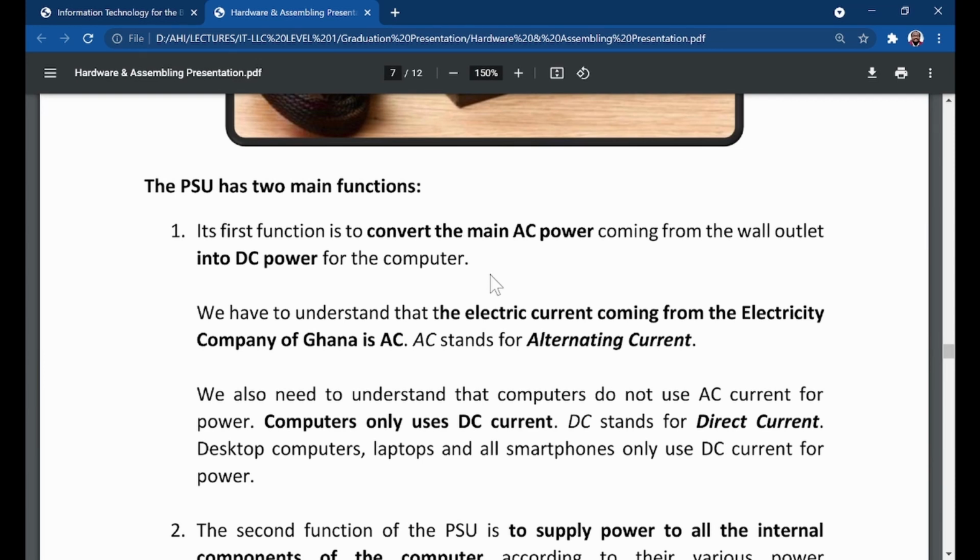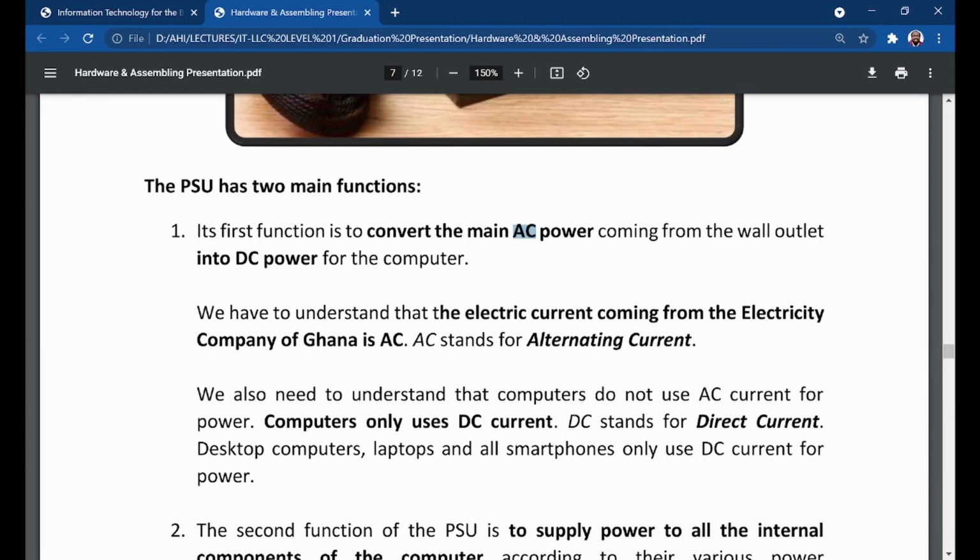This may not make any sense to you if you don't understand anything about electricity. But if you know anything about electricity, you will know that there are 2 types of electric currents. There are how many types of electric currents? There are 2 types. The first type of electric current is called AC.